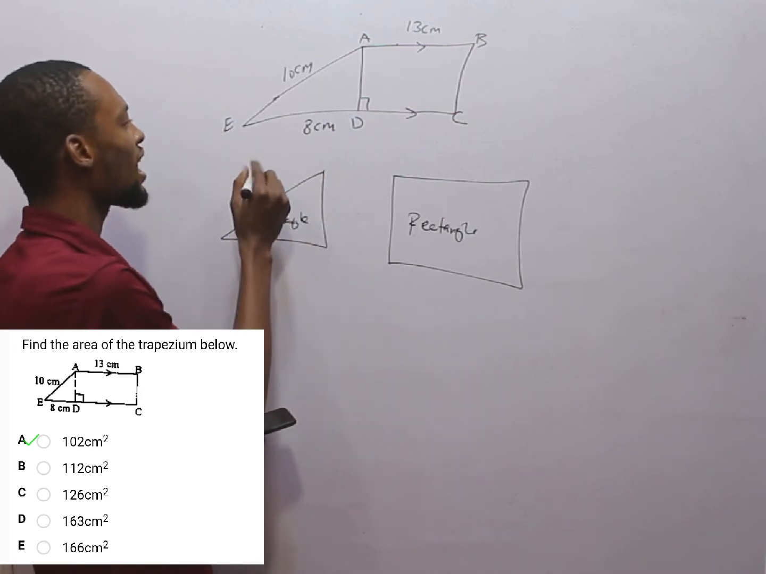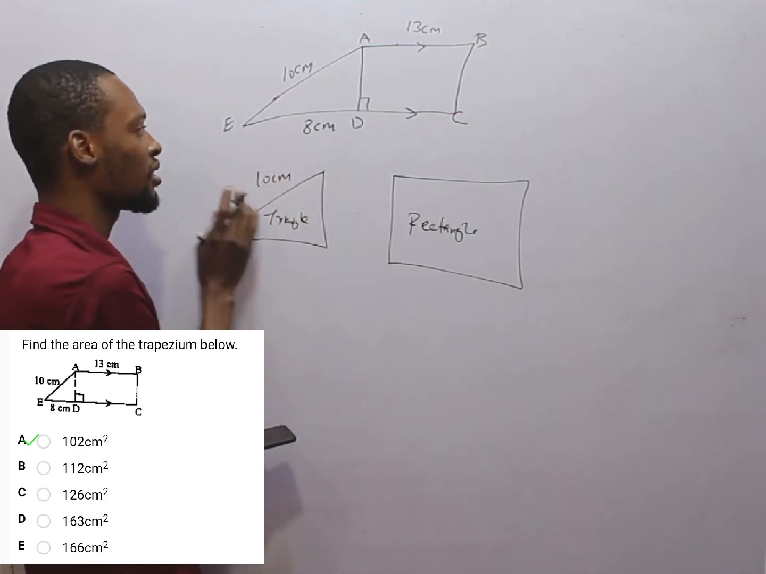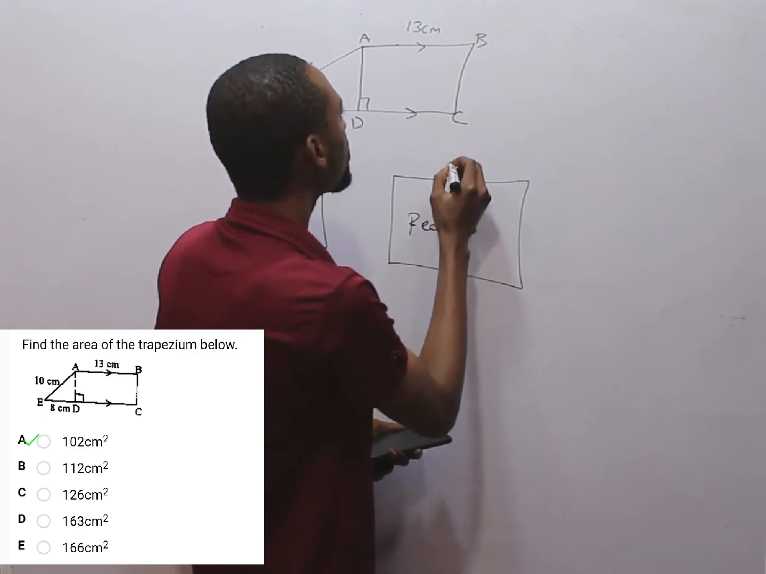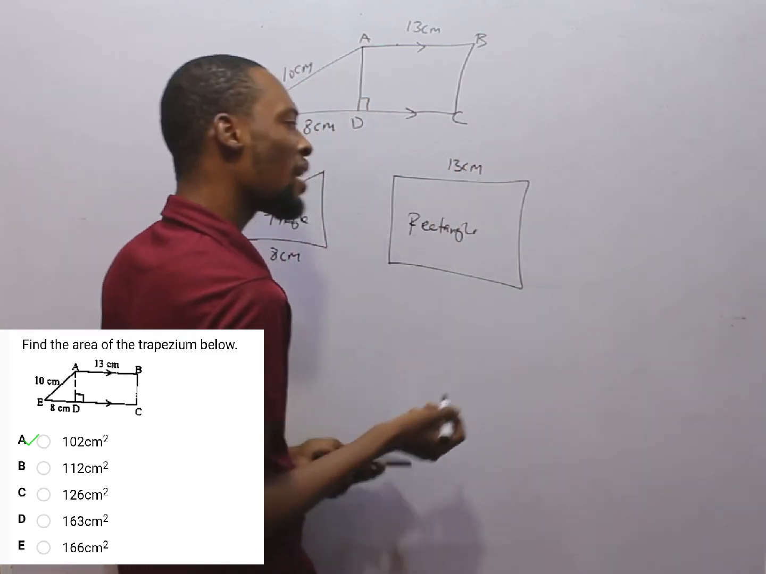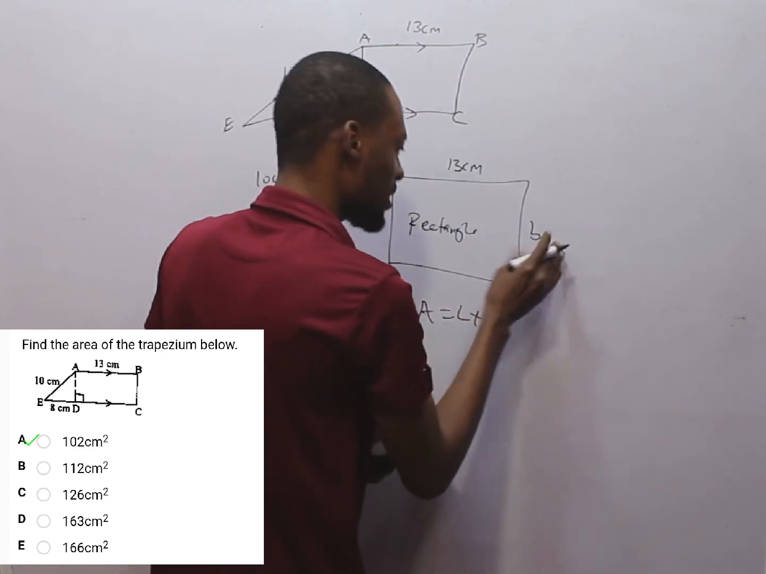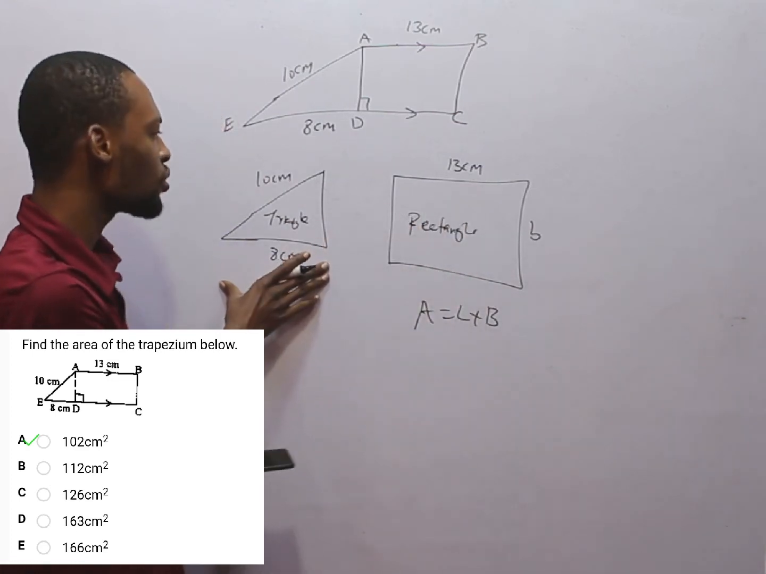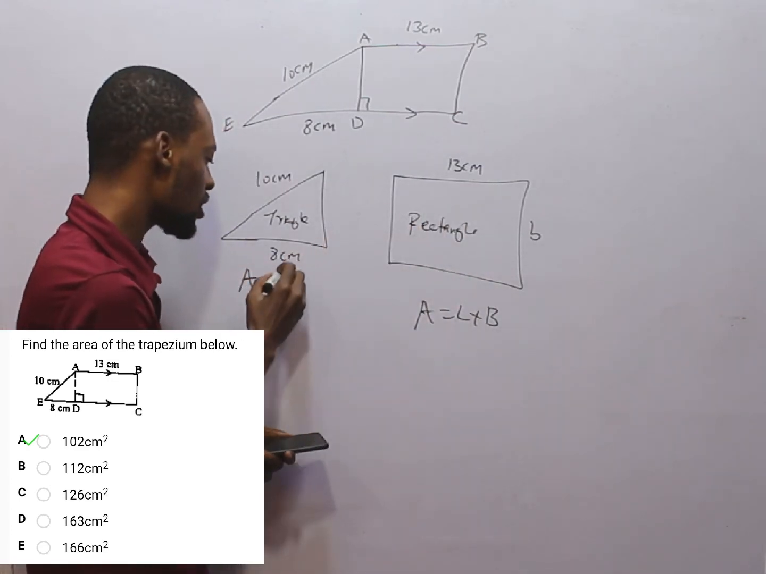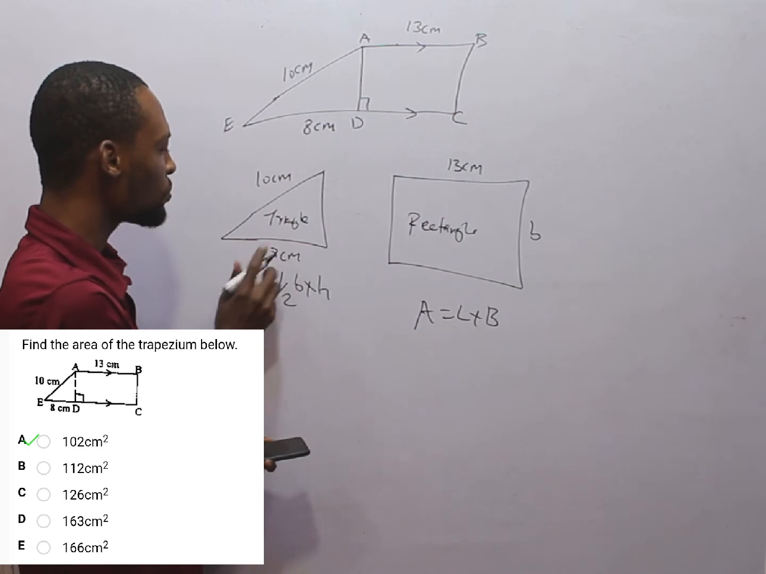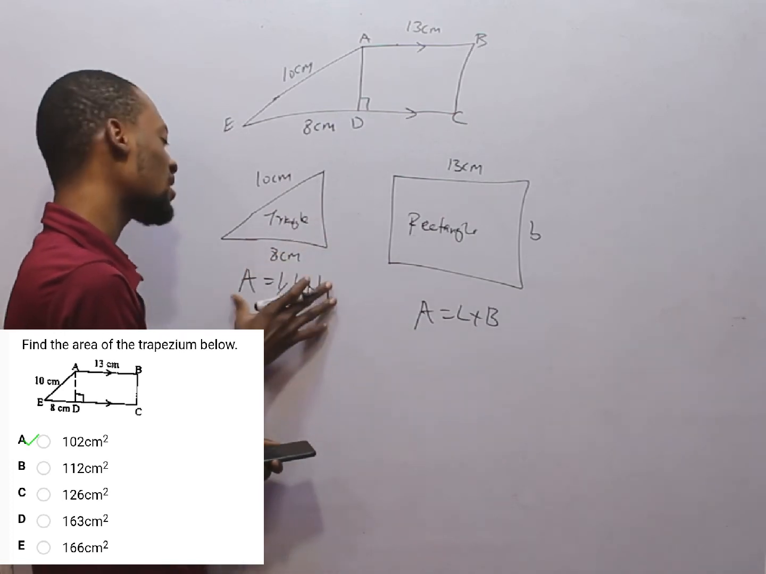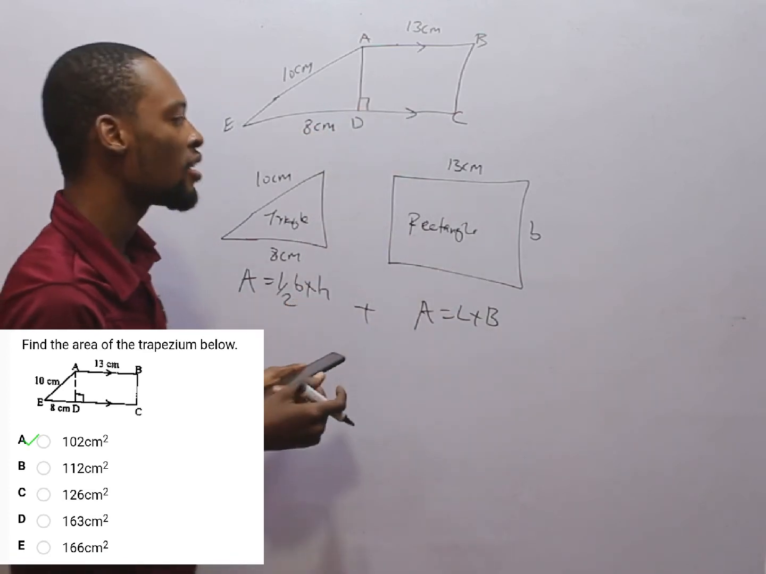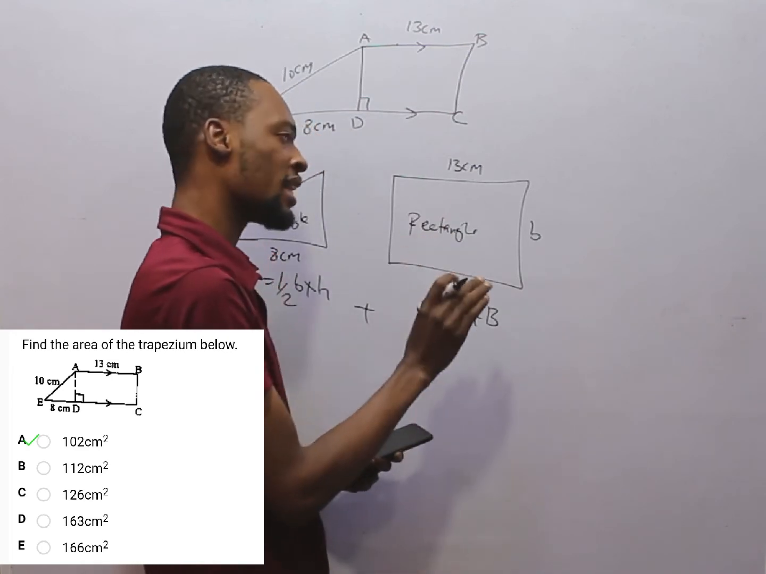In this triangle, I have 10 centimeter as the hypotenuse. I have 8 centimeter here. In this one, I have 13 centimeter. Remember, the area of a rectangle is length times breadth. So if I have the breadth here, I can get this area. This is a triangle. The area of a triangle, A, is equal to half base times height. I have the base, which means if I can get the height, I'll be able to find this area. When you add these two shapes, you get the area of this shape, or the area of the trapezium. This is the method we shall use.